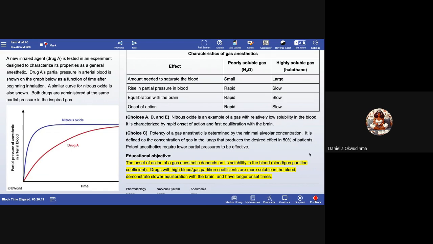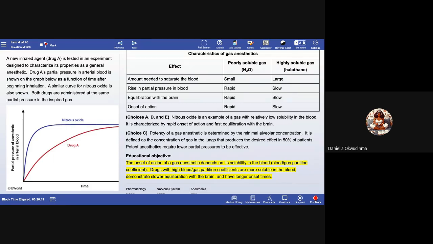So the objective: the onset of action of a gas anesthetic depends on its solubility in the blood, and drugs with high blood gas partition coefficients are more soluble in the blood and demonstrate slower equilibration with the brain and have longer onset times. So if you cannot remember, with the inhaled anesthetics, you differentiate it with nitric oxide because it's like the odd one out.